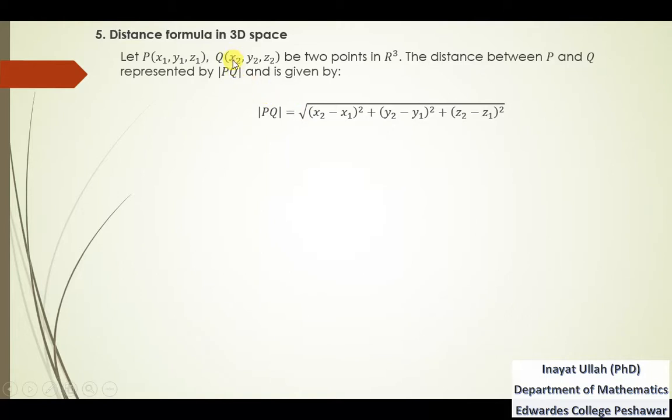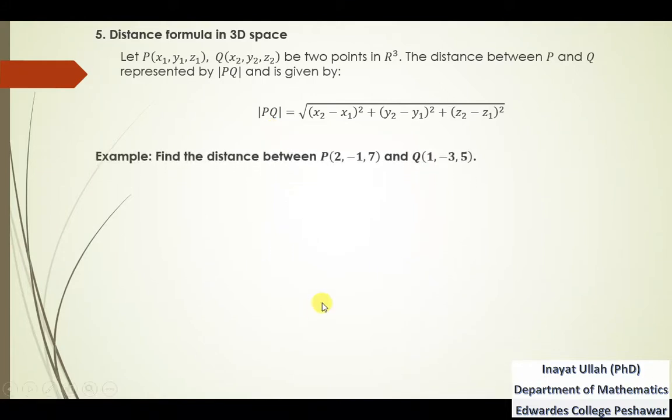So the first coordinate of Q minus the first coordinate of P whole square, plus the second coordinate of Q minus the second coordinate of P whole square, plus the third coordinate of Q minus the third coordinate of P whole square, all under the root. So that is the distance between 2 points in space.